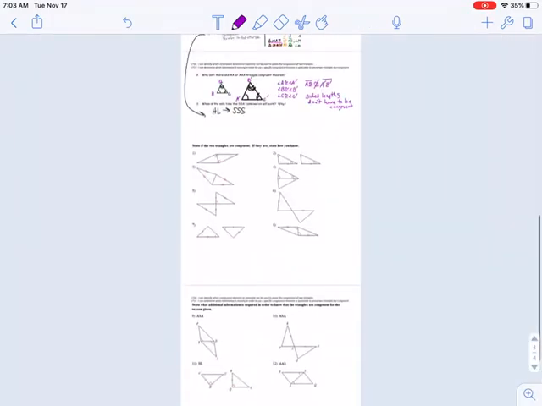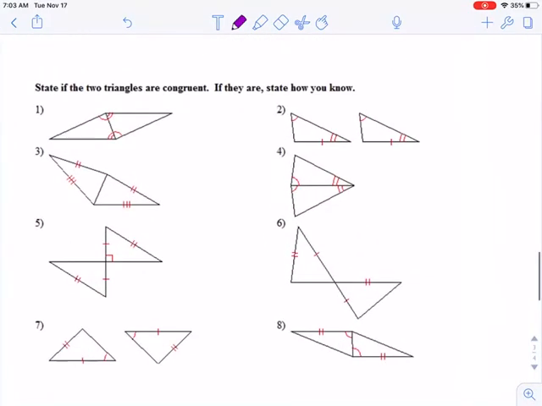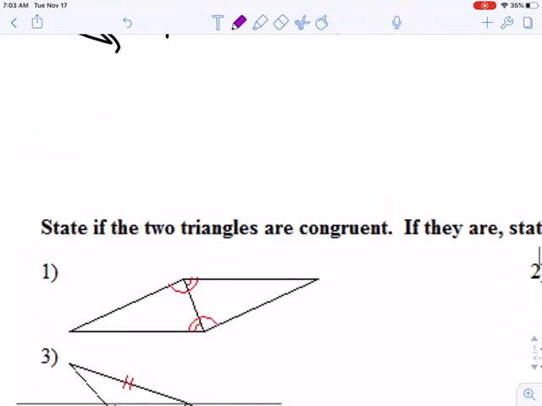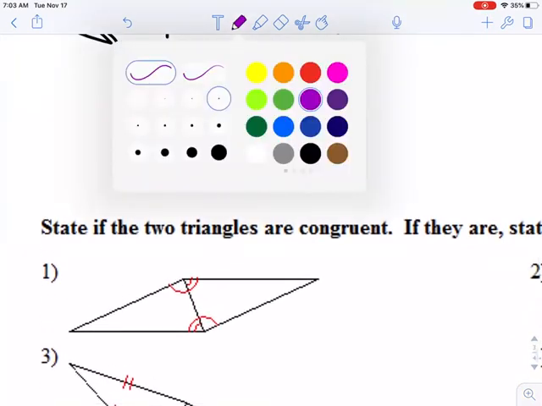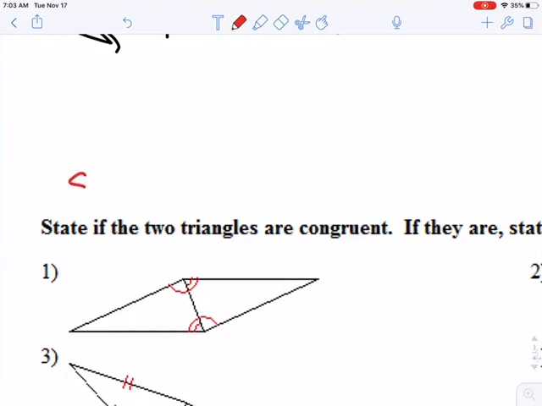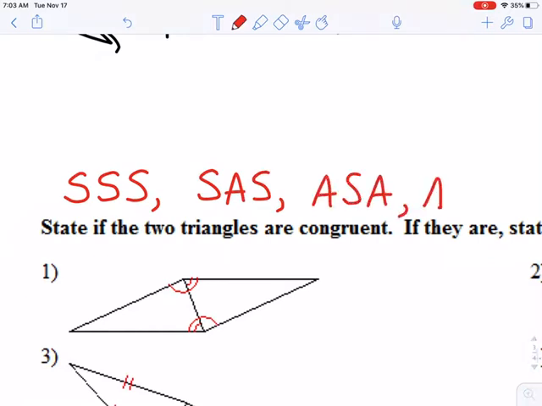All right, and then just to finish this out, we got a series of problems of stating if the two triangles are congruent and then how we would know. All right, so before we even start, there's only 5 of them. Individually, none of them are bad or hard to comprehend, but I understand it can be difficult to remember which one's which.